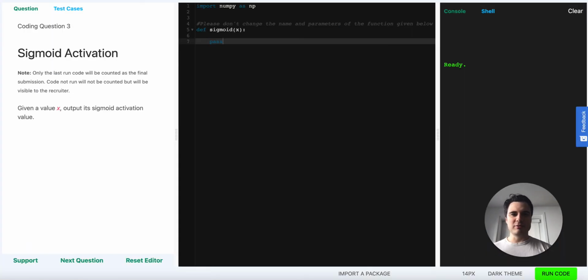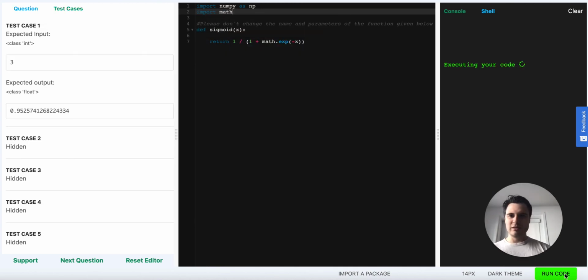To implement this problem, we could simply return 1 over 1 plus e to the negative x, so 1 plus math.exp of negative x. We're going to have to import math for that to work. So let's see if this passes the test cases. Moment of truth, and all test cases passed. So that is the sigmoid activation function.